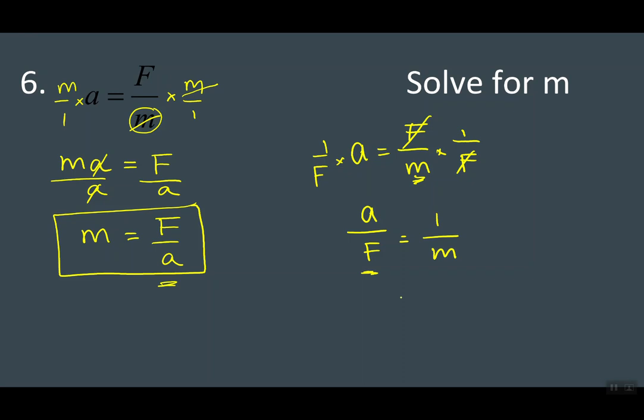So here I would have to do one more step. I have 1 over m. I would need to flip my fraction. So this would be m over 1, and this would be f over a. And then the 1 would just cancel out. So now this would get me that final answer that I'm looking for when I solve for m.